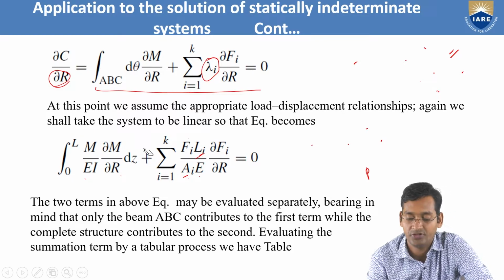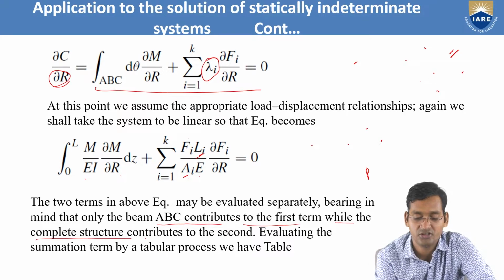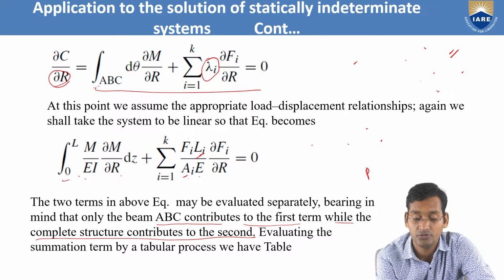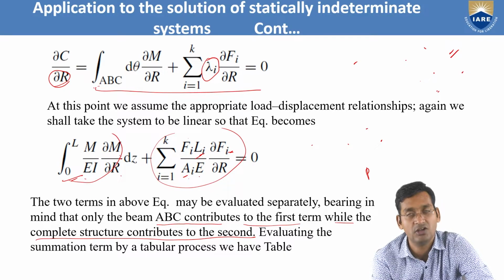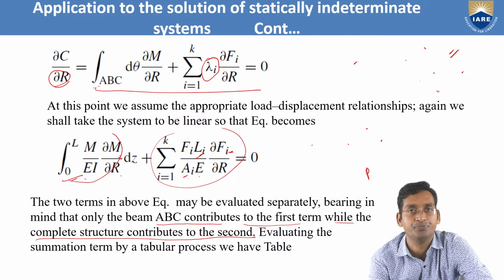Okay, so let's see here. Bearing in mind that only the beam ABC contributes to the first term while the complete structure contributes to the second. In this case we had already seen that ABC was there, so only this length will be there. Whatever the value of this will be, that you have to take. But in this case all the members will be there. That's why Fi is there. Here there is no Mi. If Mi were there, you would have to consider all the members also, but there is no Mi, because the moment is because of the rod or beam ABC only.